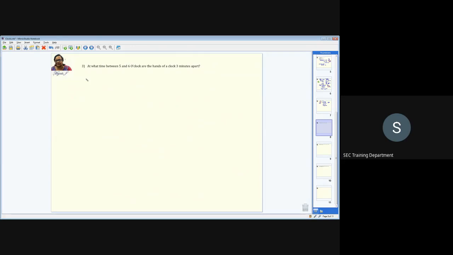So what you're supposed to do here? I think yesterday I discussed about it. For 1 minute, it is 6 degrees, so for 3 minutes, we'll have to go for 18 degrees apart. So again, in the same clock, you have to find out when it is 18 degrees apart.